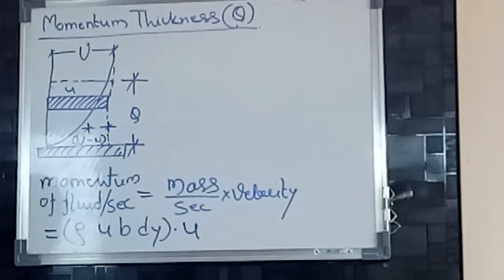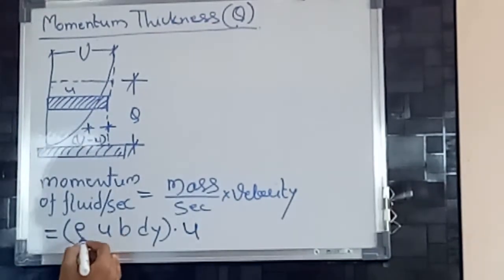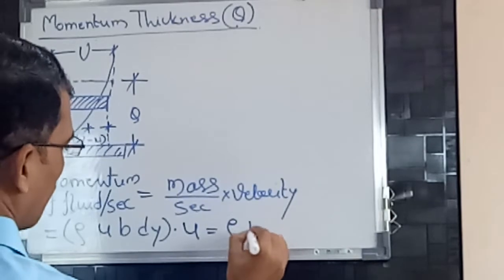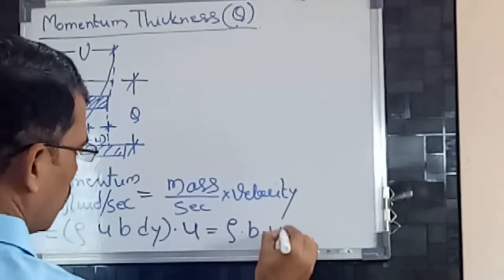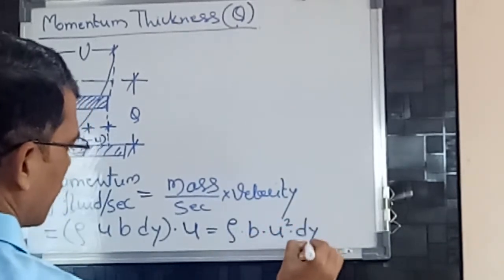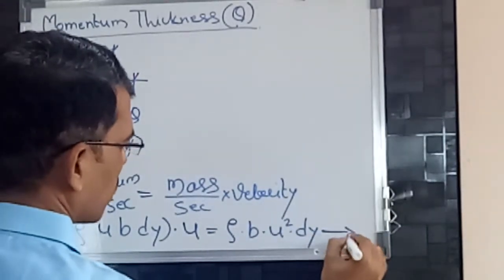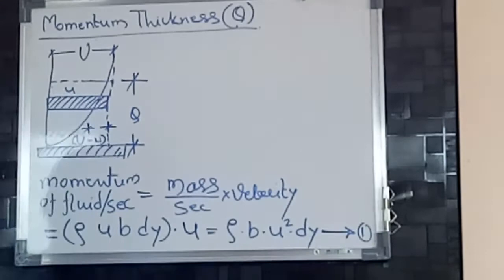Now here, if we simplify, what will come? Rho b u square into dy. This is equation number 1.